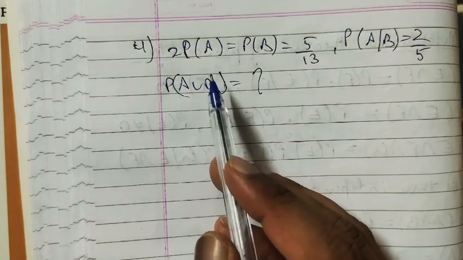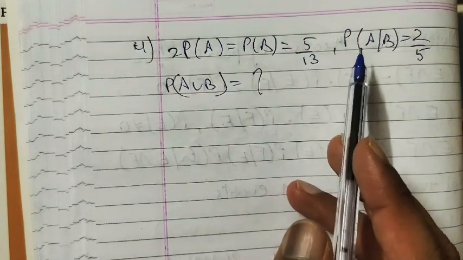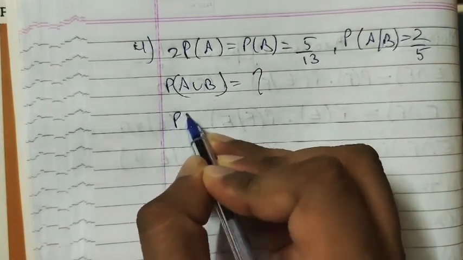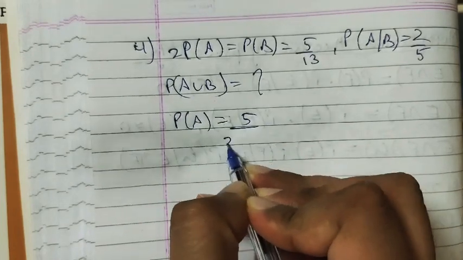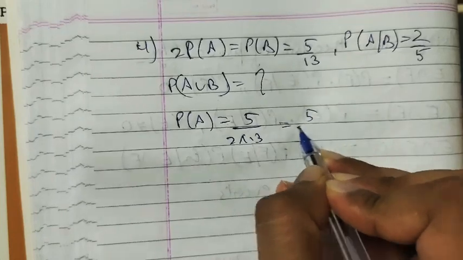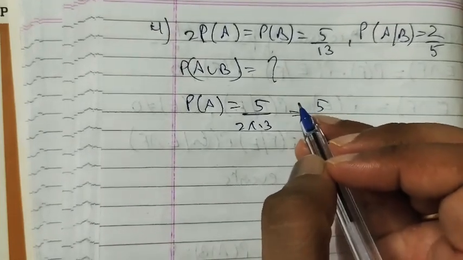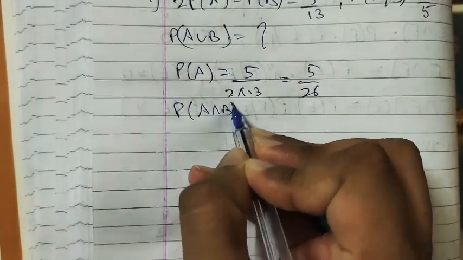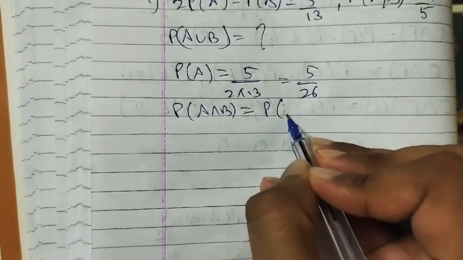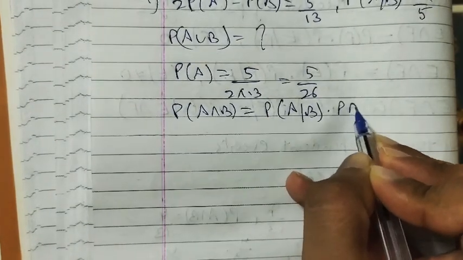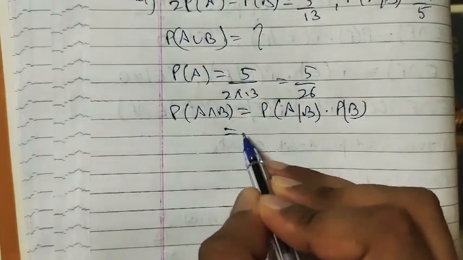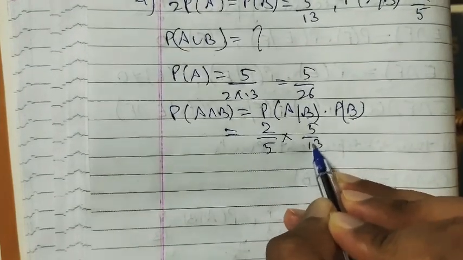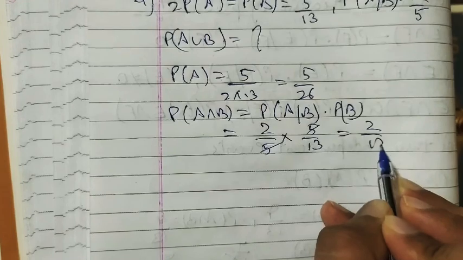So twice of probability of A is equal to probability of B is equal to 5 upon 13 and probability of A upon B is 2 upon 5. So we have to find out probability of A union B. So probability of A will be equal to 5 upon 2 multiplied by 13, which is 5 upon 26, right? So probability of A intersection B, right? So probability of A intersection B is equal to, formula for this is probability of A upon B multiplied by probability of B, right? So probability of A upon B is 2 upon 5 multiplied by probability of B is 5 upon 13. So 5 to 5 get cancelled, this is 2 upon 13, right?